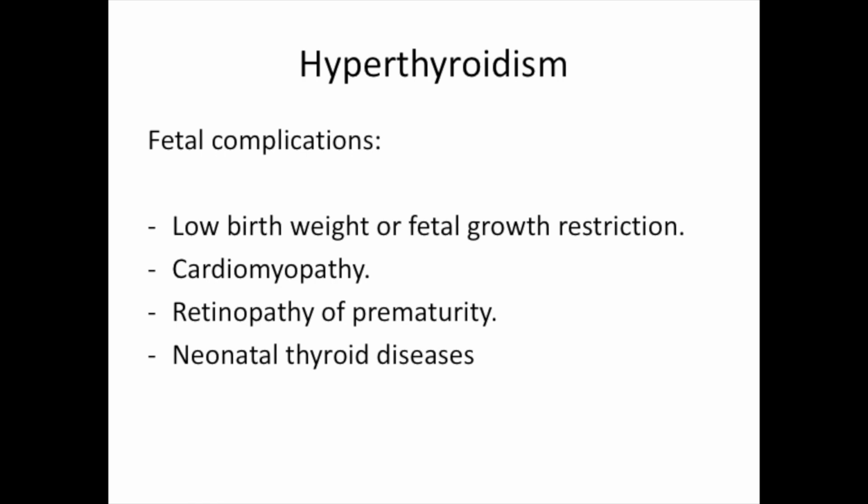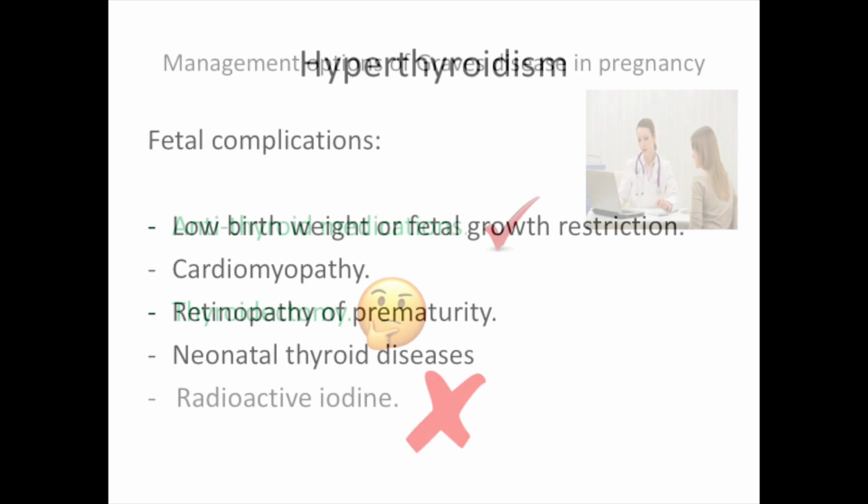Why? Because the maternal thyroid stimulating antibodies will cross the placenta and go to the baby, and when they reach the fetal thyroid gland, they will stimulate the gland to release more and more thyroxine. So the baby will have low birth weight, and the heart will be racing, might end up with cardiomyopathy or heart failure. We call this condition neonatal thyrotoxicosis.